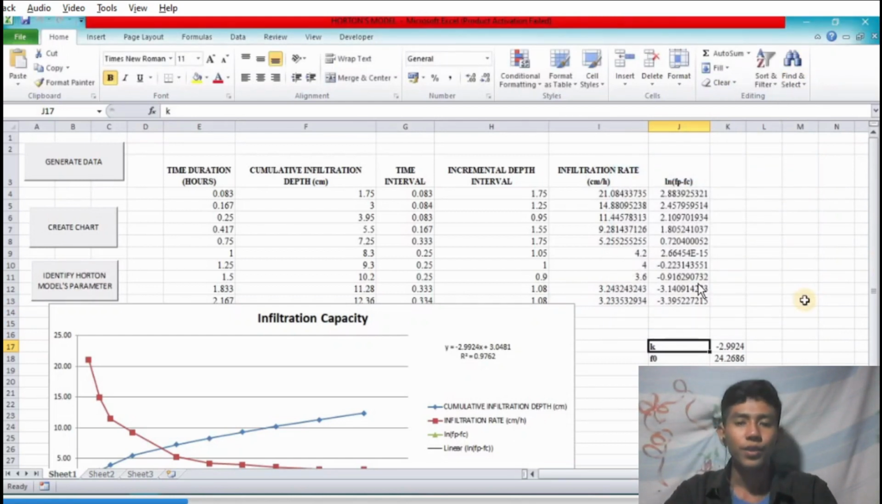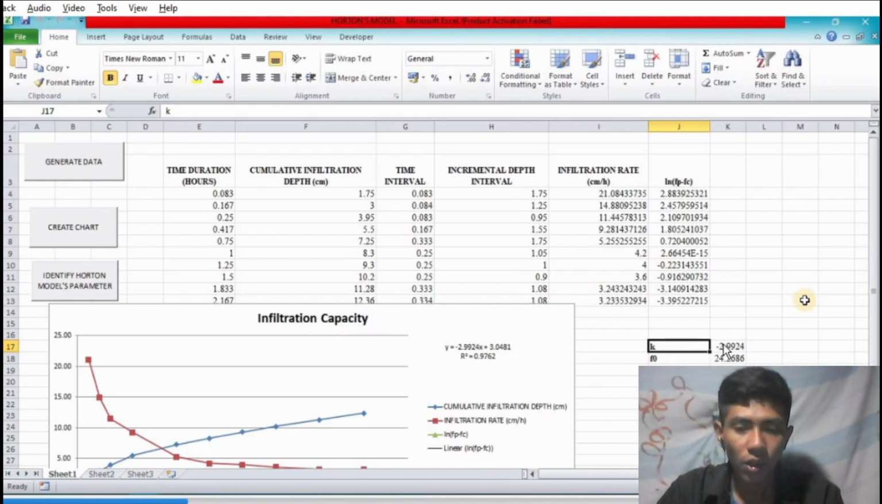Parameters of Horton's equation. The k, or the Horton's constant, is negative 2.9924. And the F0 is 24.2686, and the FC is 3.2. Now the final Horton's equation is Fp is equal to 3.2 plus 21.0686 e raised to negative 2.9924t.